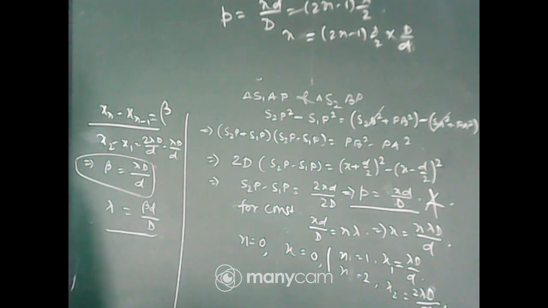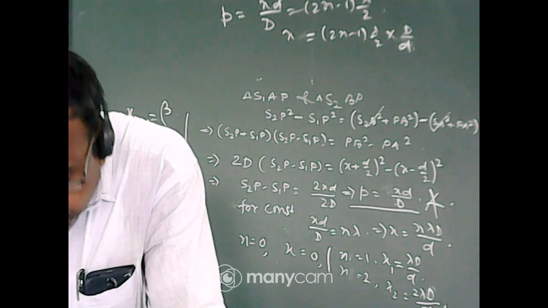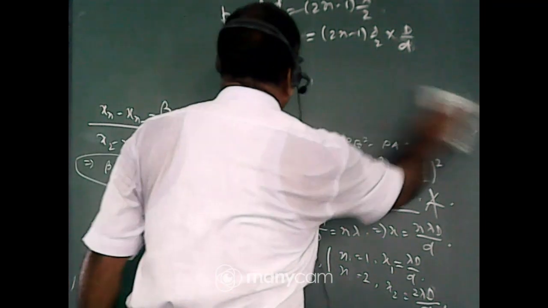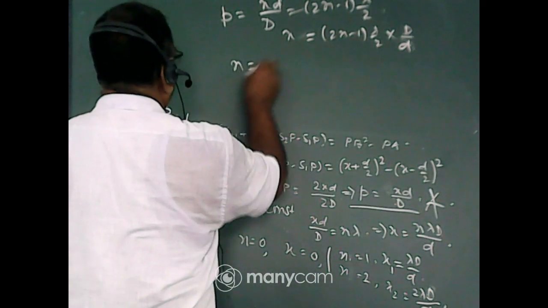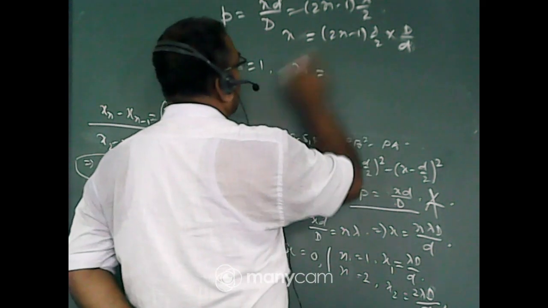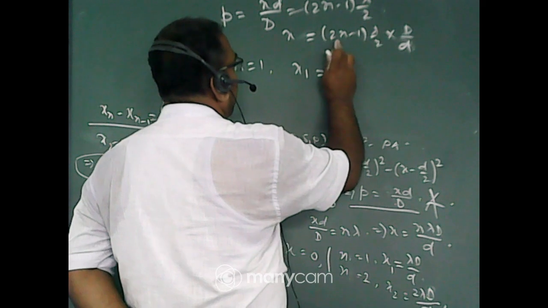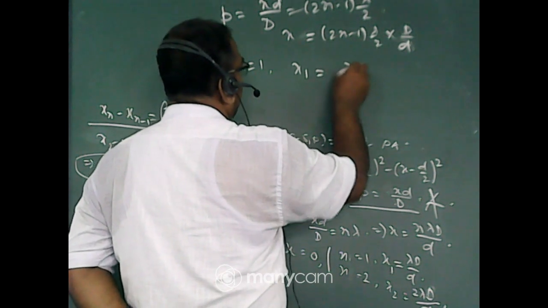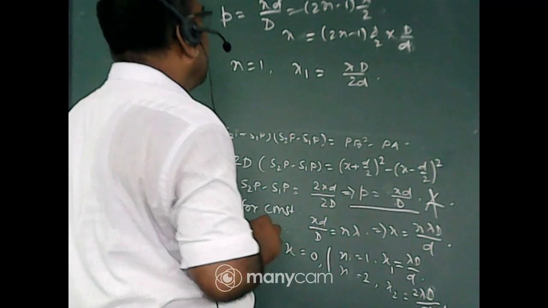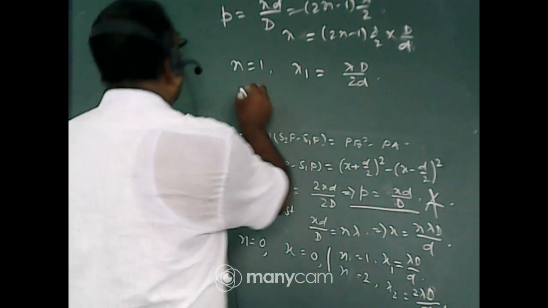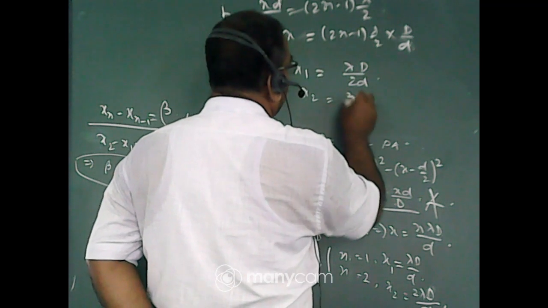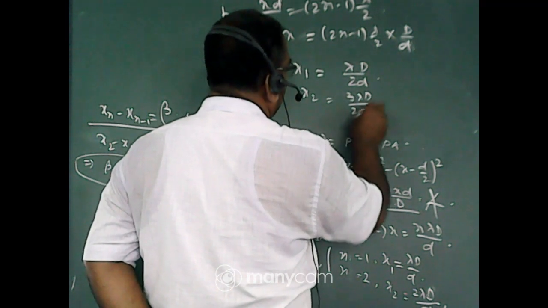You find out it. x not equal to 0. x equal to, you put here the value of n equal to 1, 2, 3, 4, 5, 6. n equal to 1, that x1 is equal to (2 minus 1), 1 lambda D by 2d. n equal to 2, x2 equal to 3 lambda D by 2d.